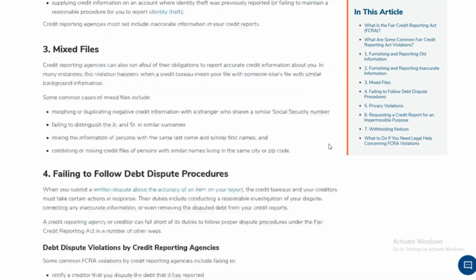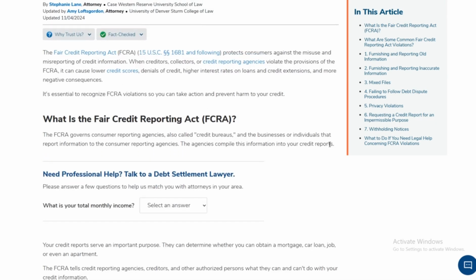So these are some of the most common violations that you can come across in the Fair Credit Reporting Act.